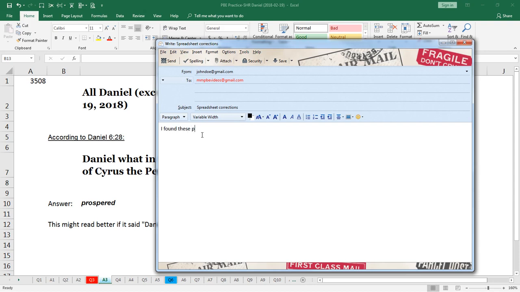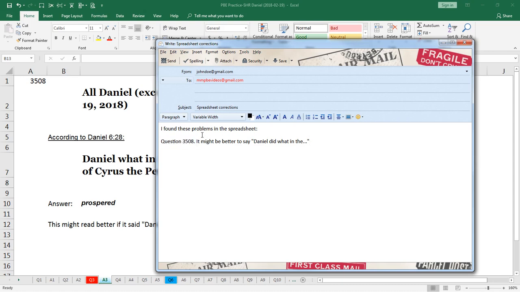I found these problems in the spreadsheet. You can say whatever you want, but here's the important part. Question 3508. It might be better to say, Daniel did what in the... Something like that. This right here is the big thing. Sometimes, even if I have that, I can look at the question right away and I can see what the problem is, even if you don't tell me.